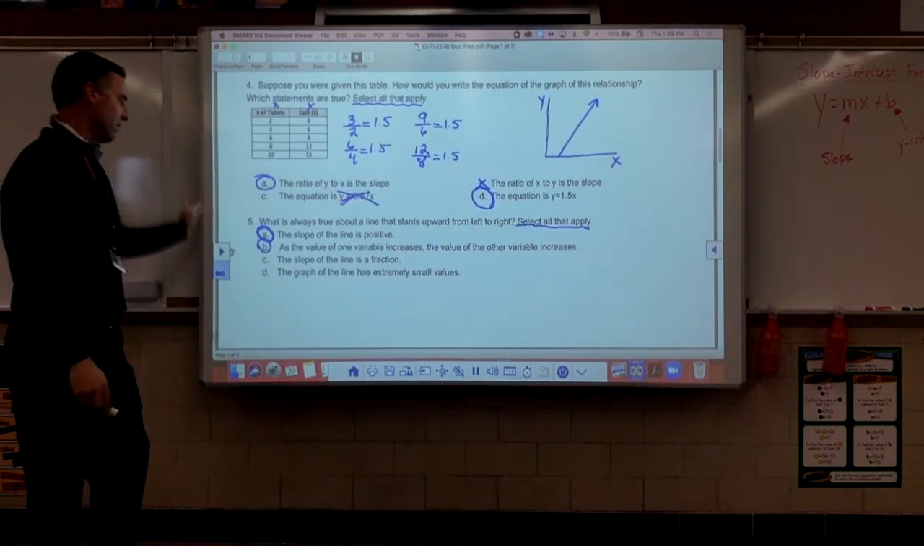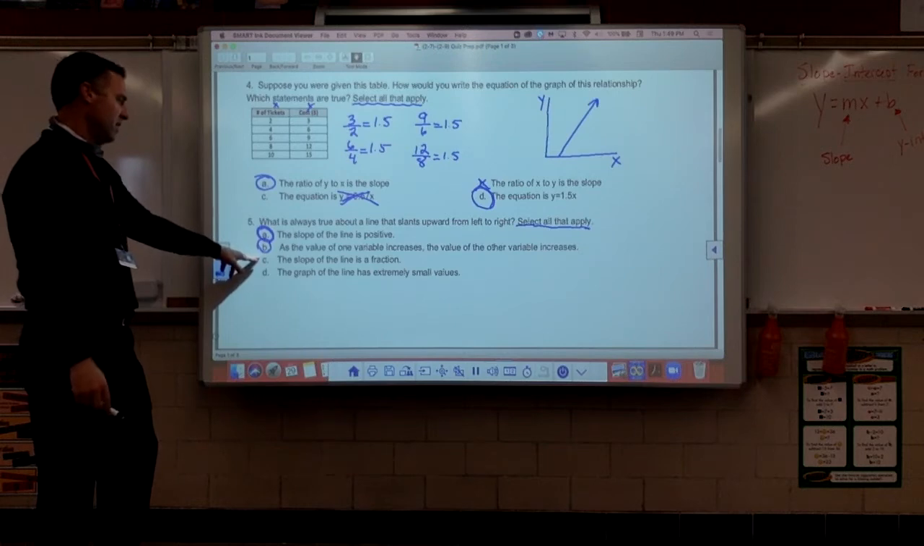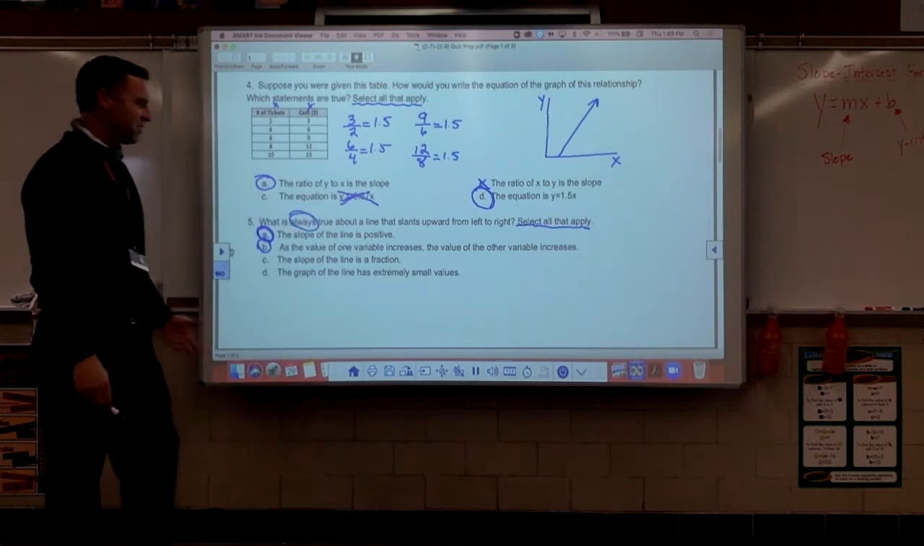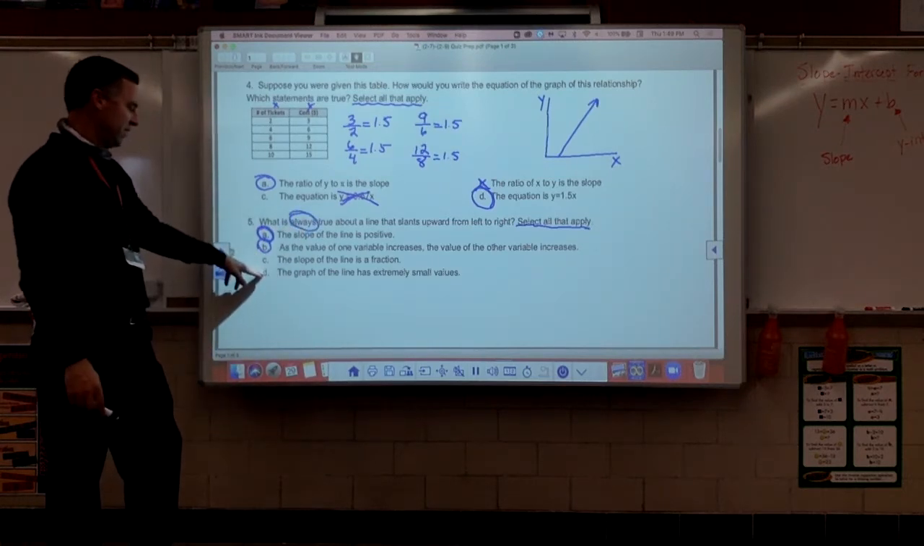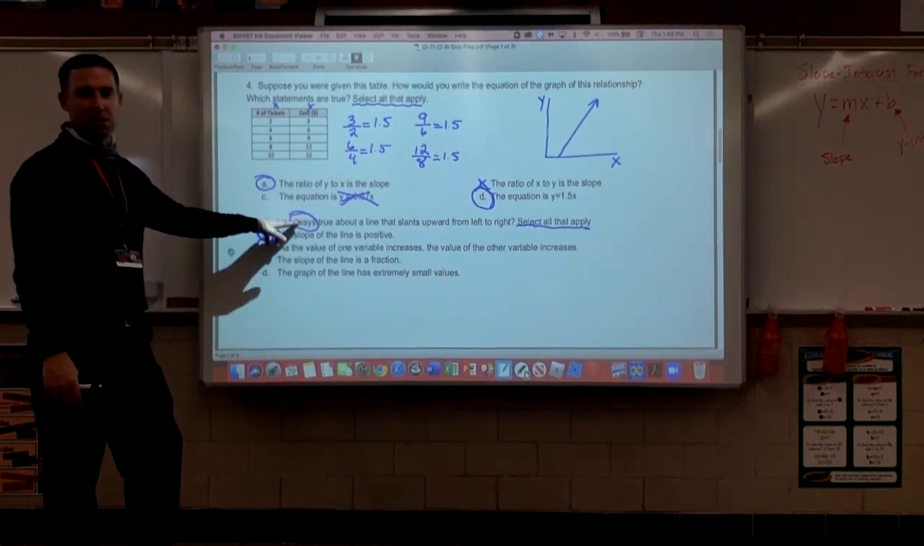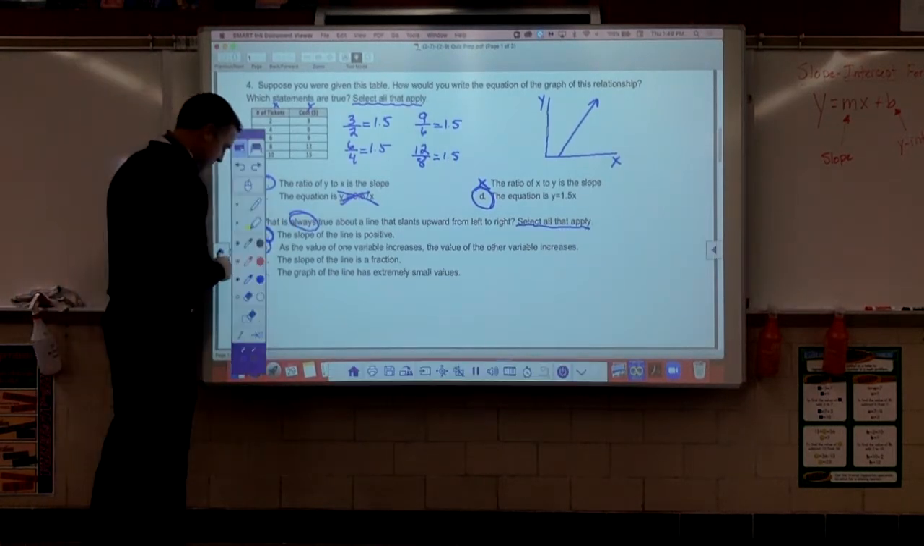Maybe it's going to be all of them. Maybe. The slope of the line is a fraction. Well, it could be, but it's not always. Is it always a fraction? No. Letter D, the graph of a line has extremely small values. Well, again, could have small values, but not always. A and B. Sweet. Moving on.